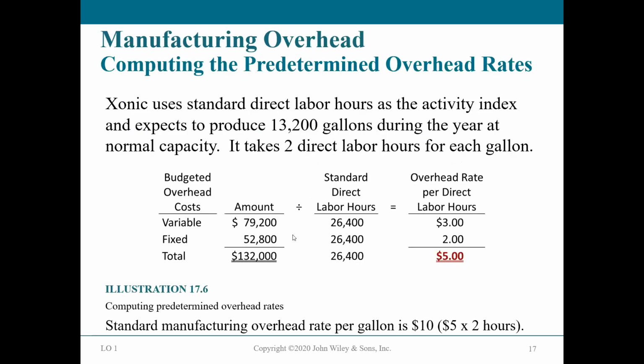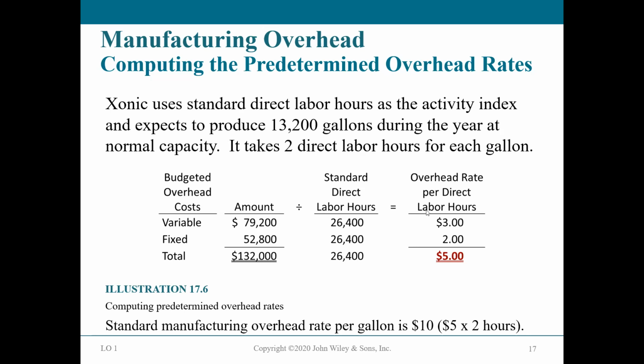So a little example again: we have standard direct labor hours as our activity index. We think we're going to produce 13,200 gallons during the year, and it takes 2 direct labor hours for each gallon. We're told what the variable and fixed overhead costs are. You can see it on the screen here. Our standard direct labor hours, we take our 13,200 gallons times 2 hours each. So we're expecting 26,400 direct labor hours as our standard.